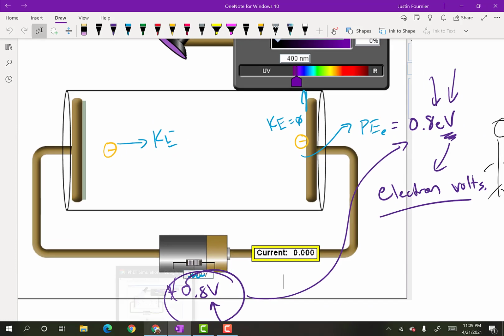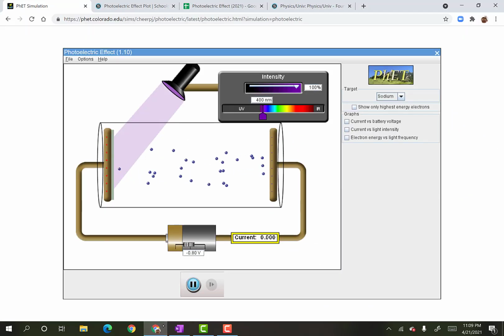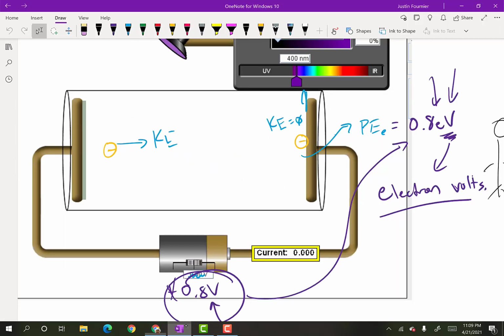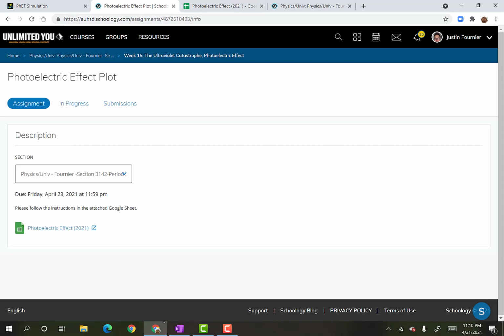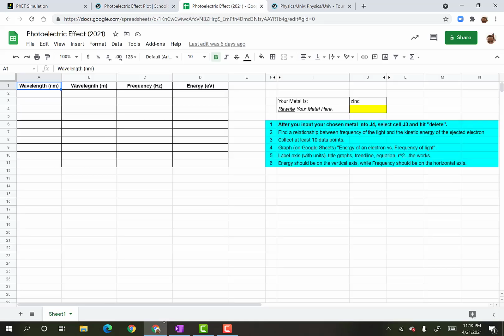But the thing is that you want to be able to use it. So I had 0.8 electron volts, and the wavelength was 400 nanometers. So at 400 nanometers, this is one data point, I got 0.8 eV. So what I would do then in your graphs that you guys have, the graph is called photoelectric plot. You click on this and you'll get a graph like this. At 400 nanometers, that's what you'll write down here.